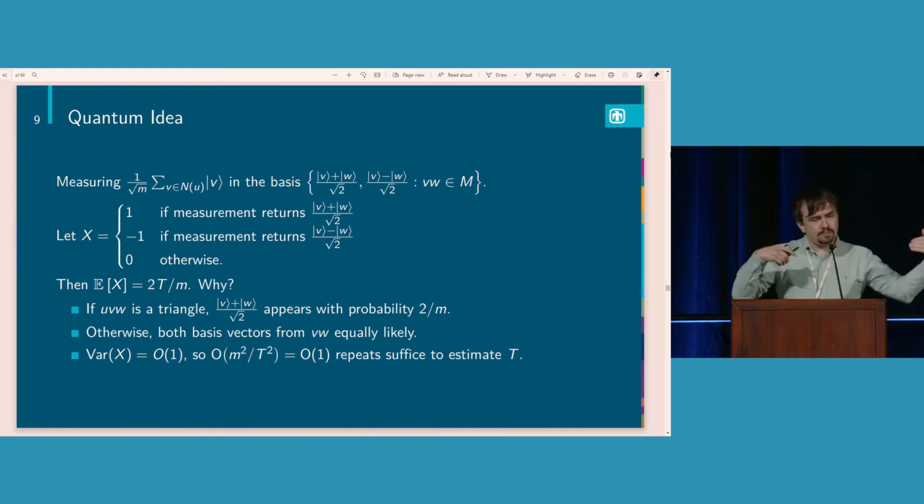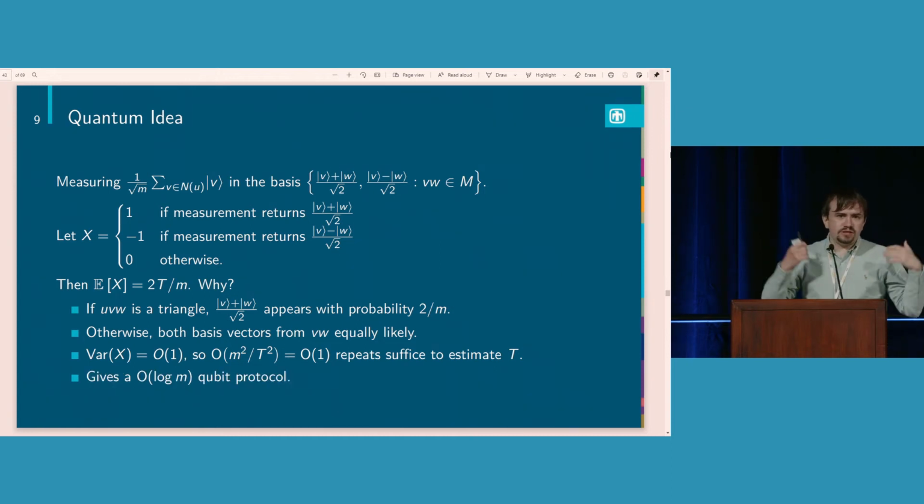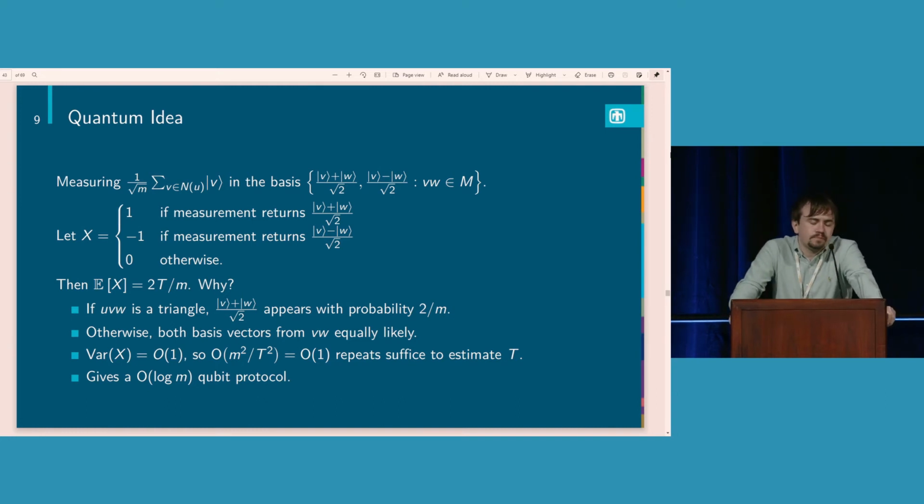They just have to repeat this process m squared over t squared times in parallel to get a good estimator for t. And because each instance of the protocol takes log m qubits, this is an O of log m qubit protocol, remembering that here we're considering t equals omega m. So for this very specific communication game, this gives us a quantum advantage because we already had that any classical protocol required at least root m bits.